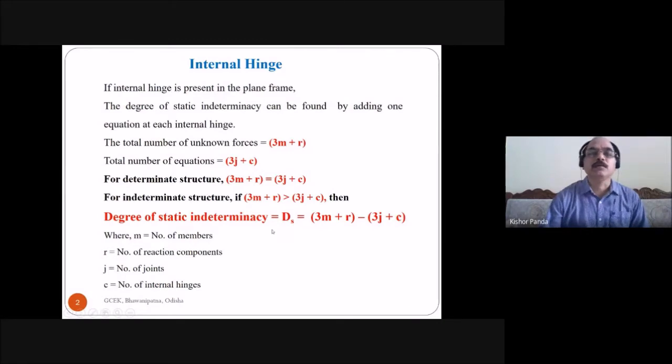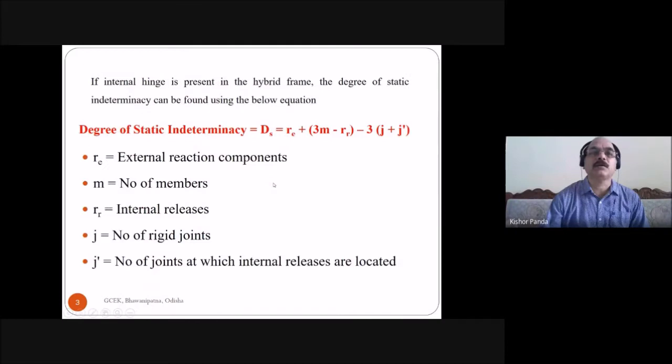Then, in the case of a hybrid plane structure, you can find the degree of static indeterminacy using another equation. You have to remember, if an internal hinge is present in the hybrid plane structure, the degree of static indeterminacy can be found using this equation: ds is equal to 3m plus r minus rr minus 3j plus z dash.